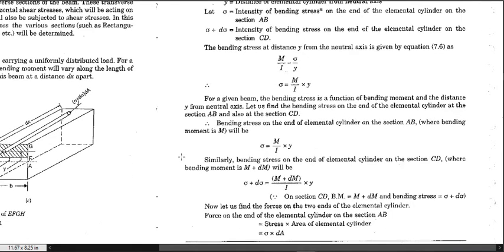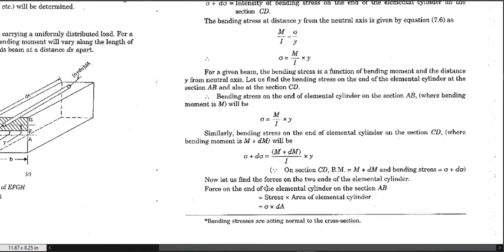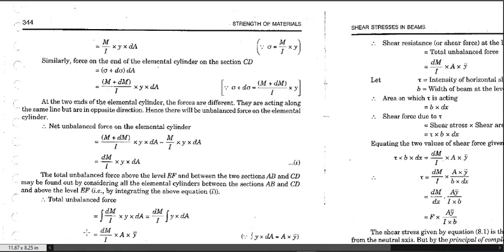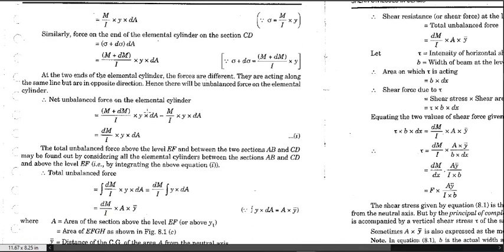At the other end of this infinitely small portion, we will have the bending stress of sigma plus d sigma. If we multiply that stress by the area, we will get the force applied on that portion, and simultaneously we can get the force on the other end, the face CD, which is this. Both of these forces are of different magnitude.